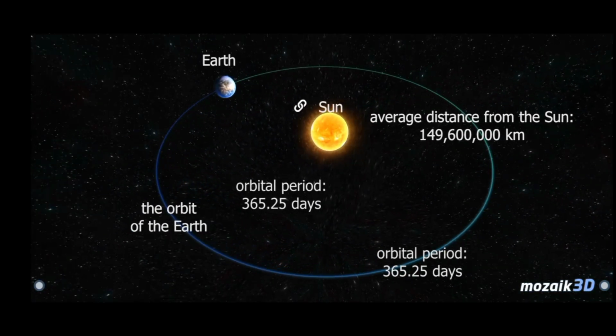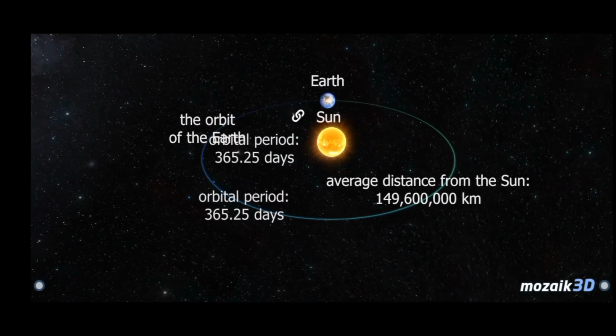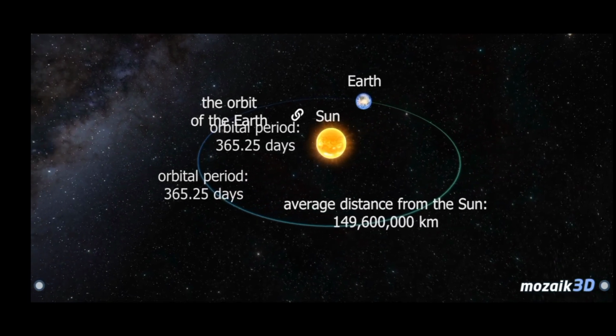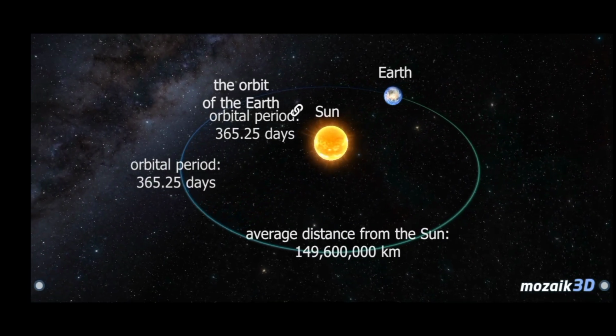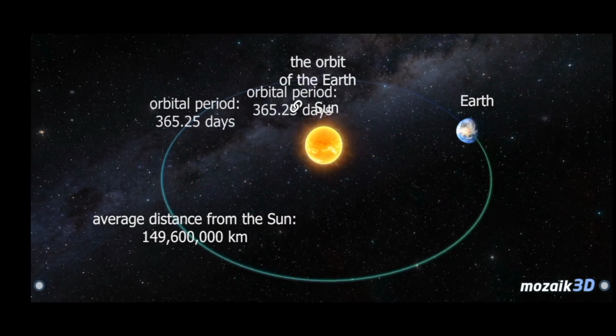While the Earth revolves around the Sun once, it rotates on its axis about 365.26 times. This period is called 1 year. The orbital velocity of the Earth is 30 kilometers per second.